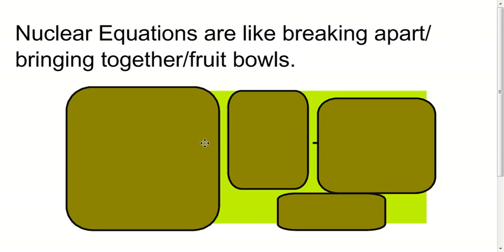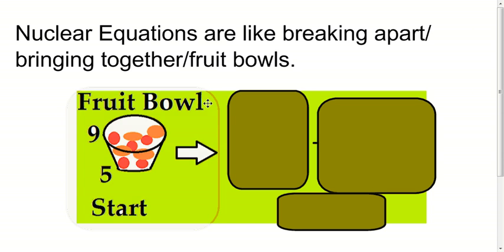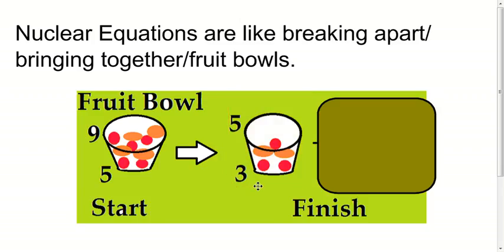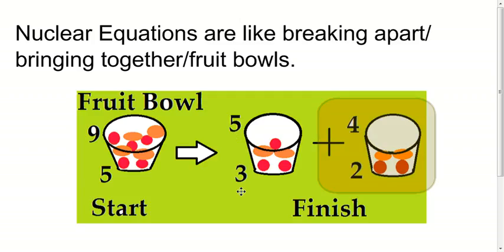Now, nuclear equations are like fruit bowls breaking apart or bringing together. Let's say I had this fruit bowl and I started with this, and I break it apart into two different fruit bowls. Here, the first fruit bowl has 3 apples and 2 oranges, and the second one would have what's left over: 2 apples and 2 oranges, making a total of 4 pieces of fruit and 5, and that equals what I got at the beginning.